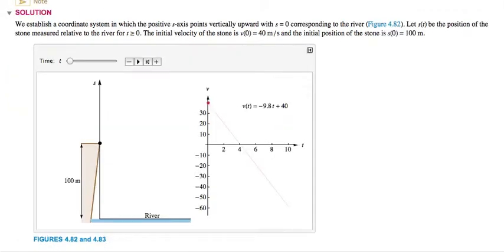So our first goal is to set a coordinate system in which the positive axis points vertically with s equals 0 corresponding to the river. We want to let s of t be the position of the stone measured relative to the river for all time greater than 0. The initial velocity of the stone, or v of 0, is 40 meters per second, and the initial position of the stone is s of 0, which is 100 meters.